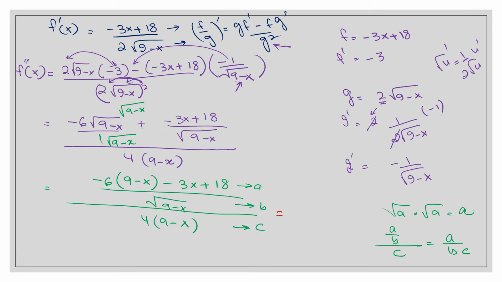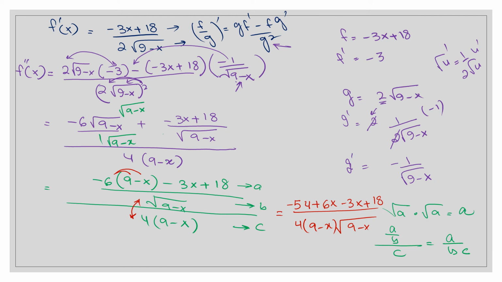Write the a. But while you are writing the a, open the bracket also. So negative 6 times 9 gives us negative 54, plus negative 6 times negative x gives us plus 6x, minus 3x, plus all upon b and c together. So you will write here 4(9 minus x) and square root of 9 minus x.